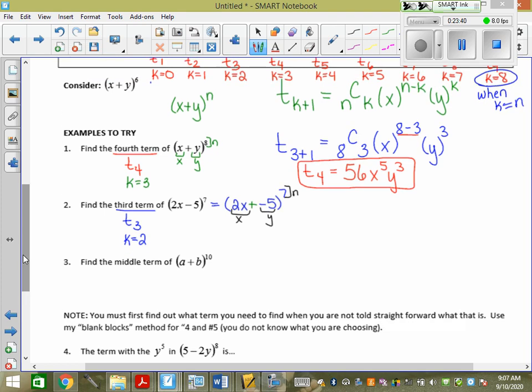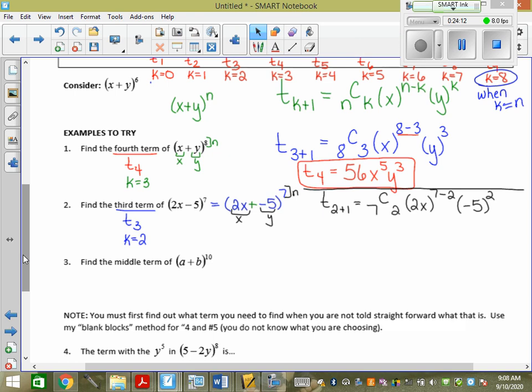And then I just fill in that formula up there, right? So I'm going to go T sub k plus 1. Well, we know k is 2. So T sub 2 plus 1 equals n choose k, which is 7 C k. K is 2. X is 2x to the 7 minus k, so n minus k. And then y, which is negative 5, to the k. I can get most people here, but then people still make errors. So let's go through and see if you would have. So it's going to be T3.